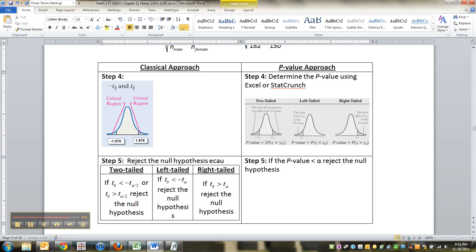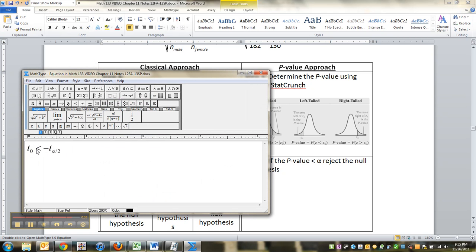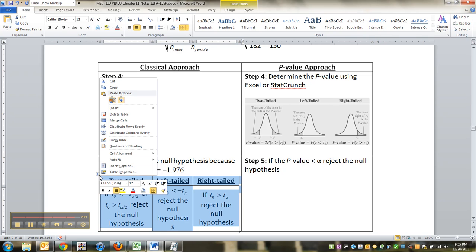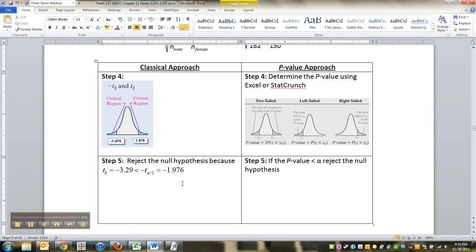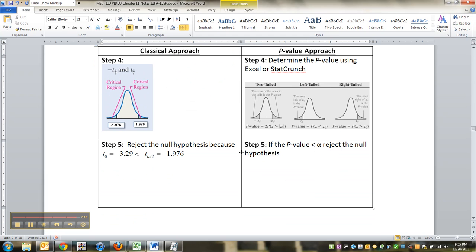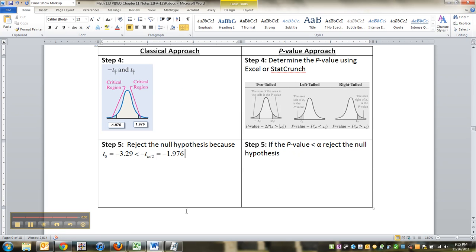Since it was a two-tailed test, the reason we're doing it is because our t0, which was equal to negative 3.29, is lower than negative t alpha, which was equal to negative 1.976. In other words, it's in the critical region. All right, so that's the classical method. It's a lot of work because you've got to use Excel and the t-inverse functions in order to find these critical values. All right, then we'll come back next time and we'll do the p-value method and we'll finish our step 6. All right, so I'll see you then.